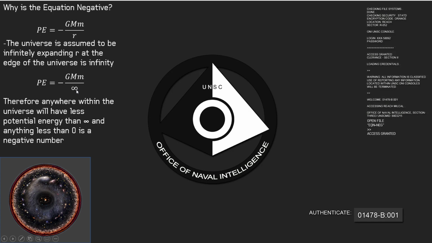So we know anything less than infinity would cause the value to become negative, because if infinity is the highest possible radius between two objects, anything less than that would result in a negative number, because anything less than 0 would be a negative number, right? And 0 would be the answer to this here, because anything divided by infinity is 0. So anything less than infinity would therefore produce a negative number, hence the negative symbol. So we're going to get negative values for most potential energy equations. So let's head on to the first example here.